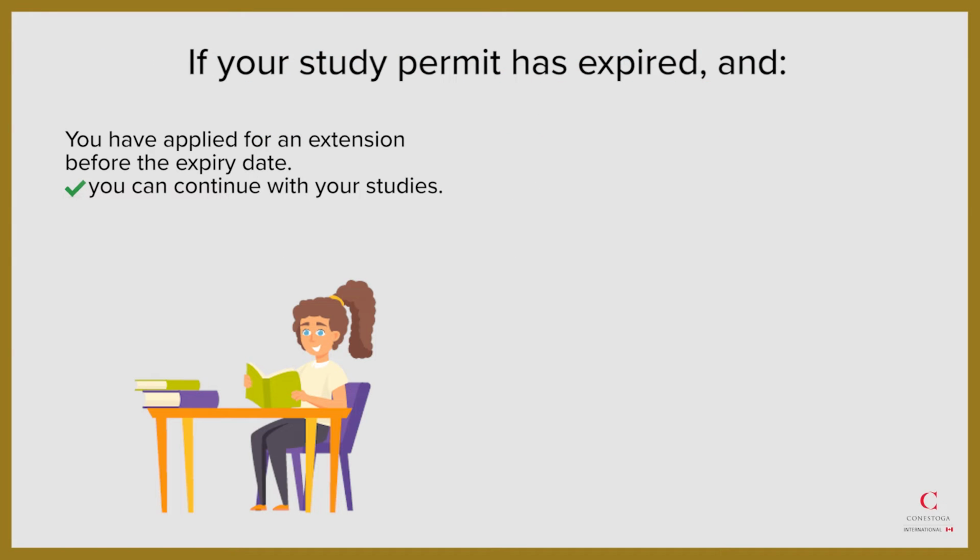If your study permit has expired and you have applied for an extension before the expiry date, you can continue with your studies. Your period of authorized stay in Canada as an international student is extended until the IRCC makes a decision about your application for a study permit extension. This is called maintained status.